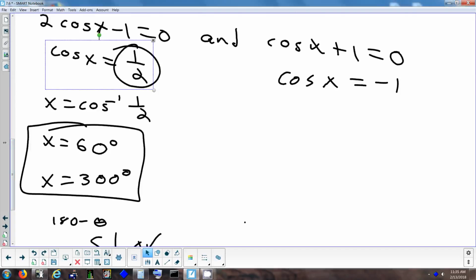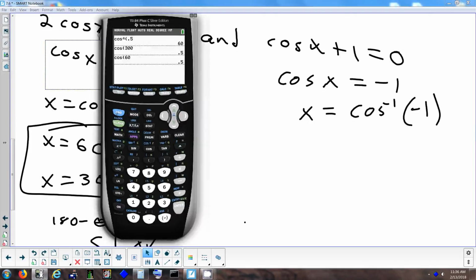Subtract the 1 to the other side. How do I get rid of cosine again? Inverse. And now just type that in on your calculator. Inverse cosine of -1. Inverse cosine, -1. 180.